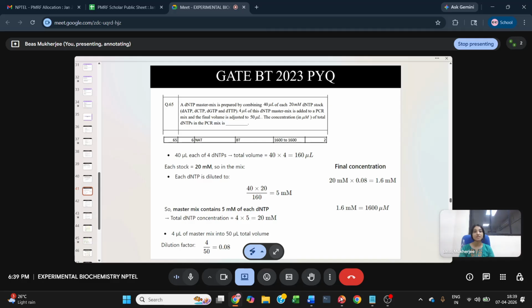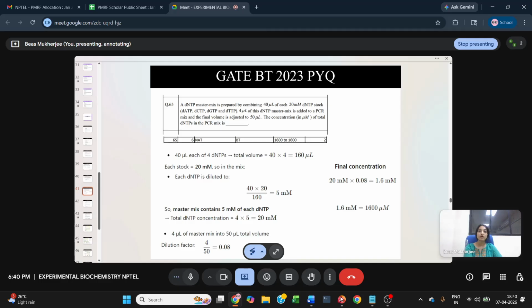A dNTP master mix is prepared by combining 40 microliter of each 20 millimolar dNTP stock. So each of dATP, dCTP, dGTP and dTTP was taken. 4 microliter of this dNTP mixture is added to a PCR mix and the final volume is adjusted to 50 microliter. The concentration in micromolar of total dNTPs in the PCR mix is, right? So the right answer is 1600 micromolar. How is it coming to be 1600 micromolar?